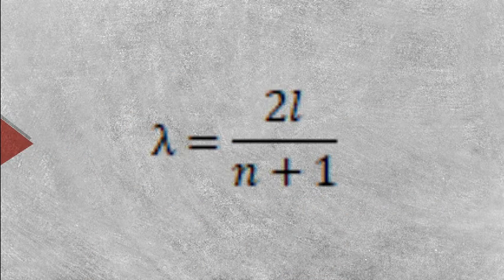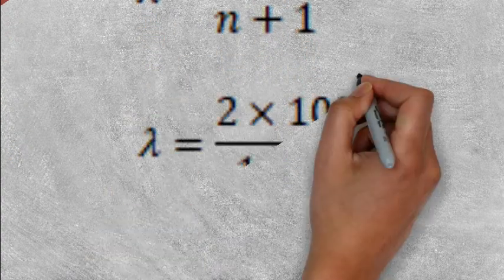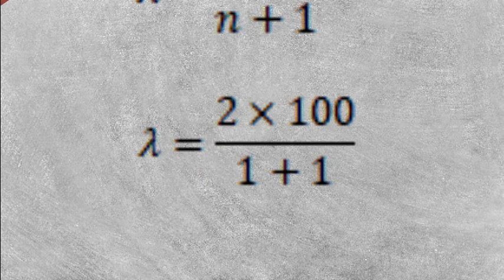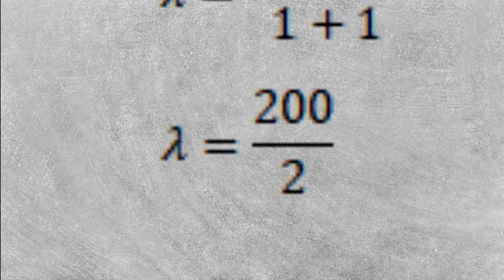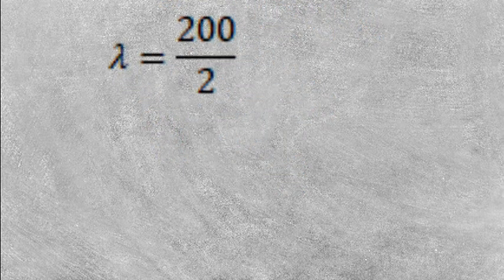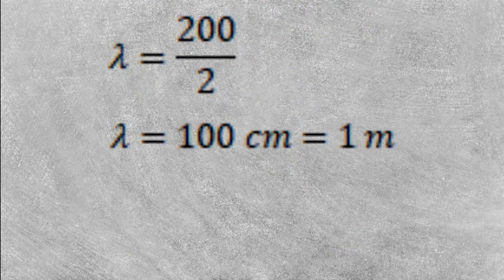To count the wavelength, the formula changes to this: lambda equals 2L divided by n plus 1. We can input the length with 100 centimeters and n is 1 because it is the first harmonic. So the wavelength is 100 centimeters or 1 meter.